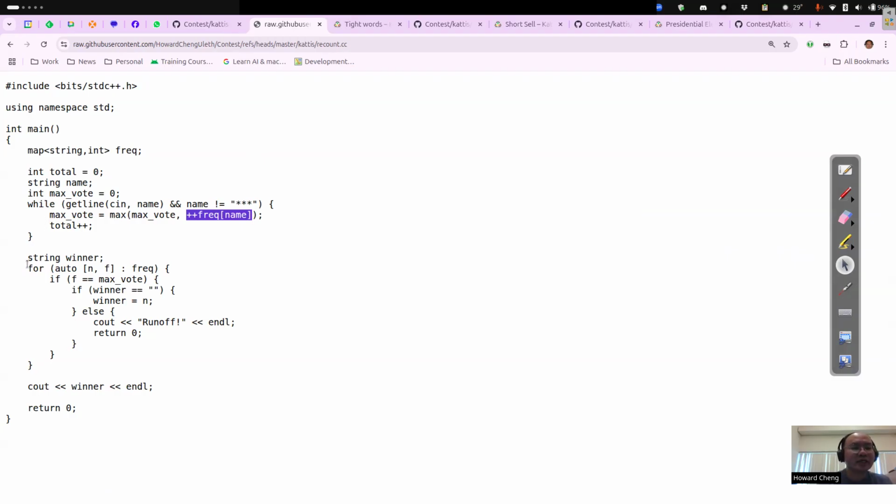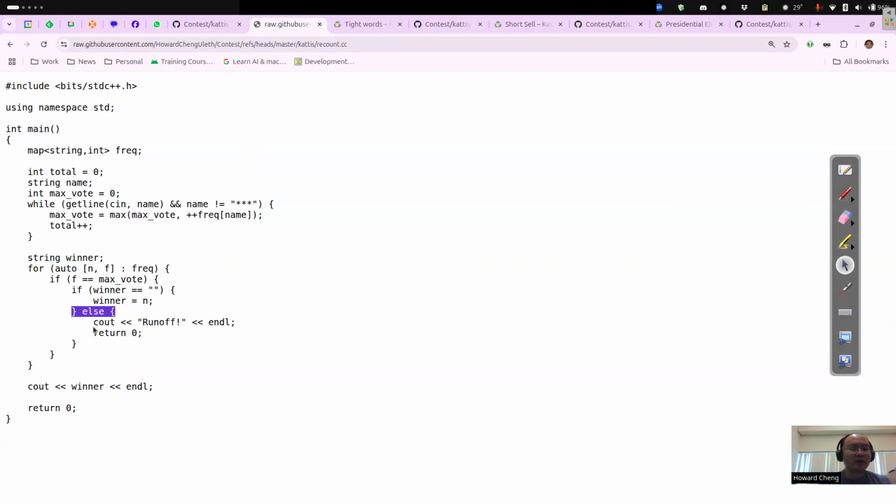that anybody got. So then I have this thing called winner that keeps track of who won. I go through the map. Remember in the map, the first entry is the name. Second entry is the frequency. So if the frequency is equal to the maximum vote, that's a potential winner. But I might have already found a winner before if I have multiple winners. So if the winner is the empty string, which is the default value, that means I haven't found a winner before. Then I set the winner to be whatever name I found.